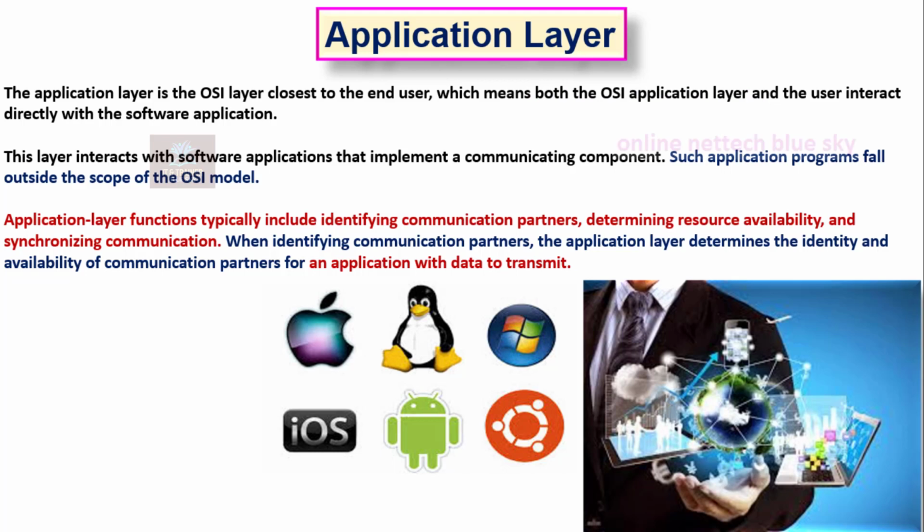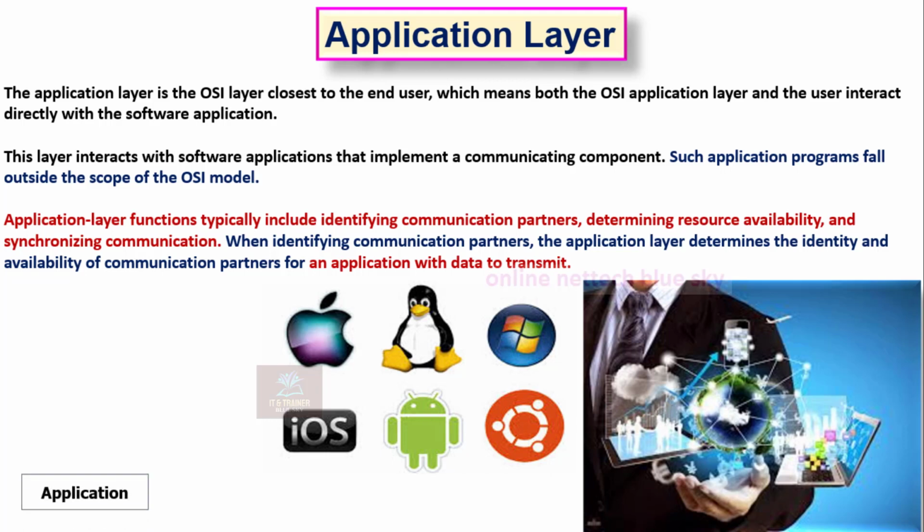When identifying a communication partner, the application layer determines the identity and availability of the communication partner for an application with data to transmit. It is very important to understand this. The internet has lots of devices, routers, and servers available, but how do you identify your data? That is the identity and availability of communication. I will show you how application data is transmitted and identified in the system.